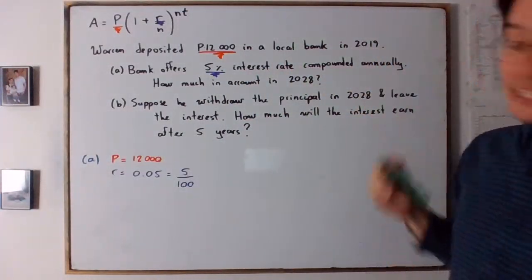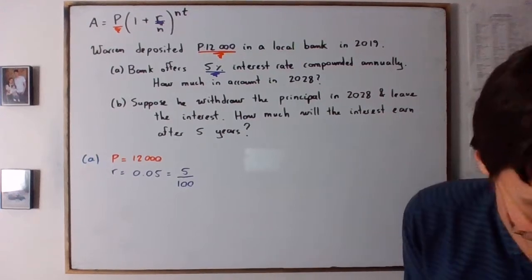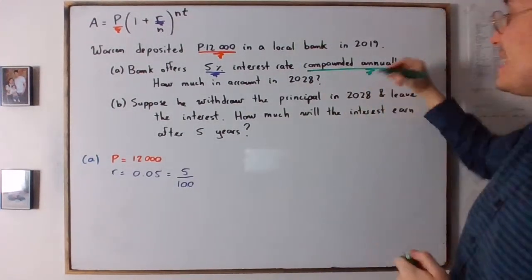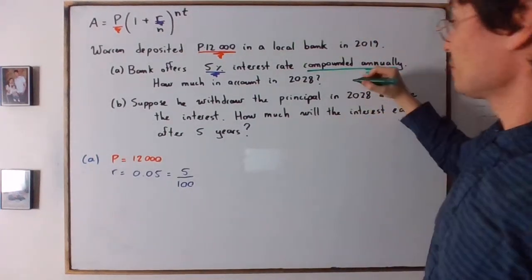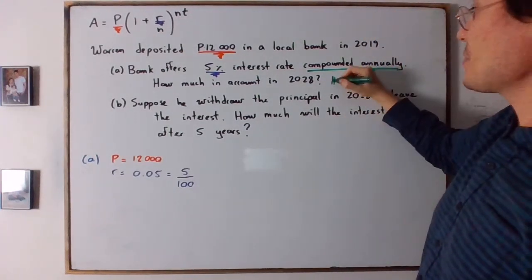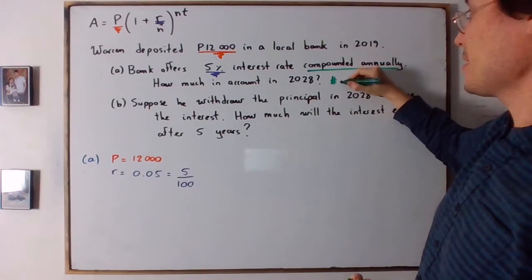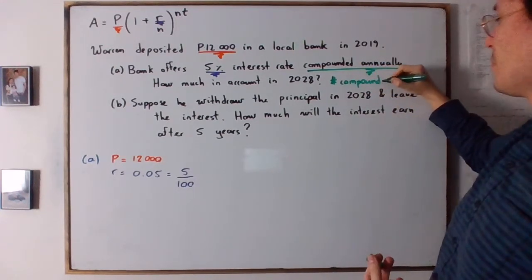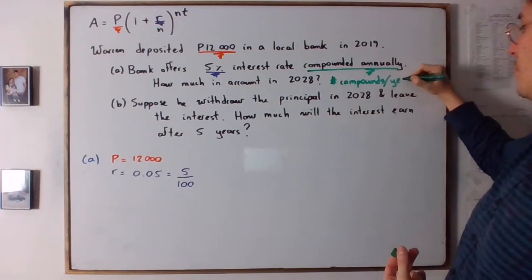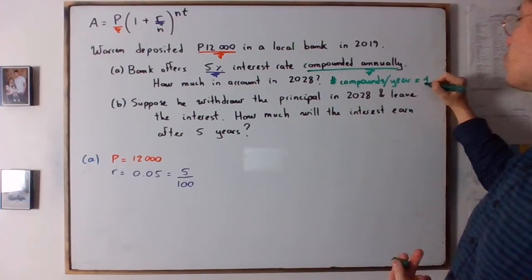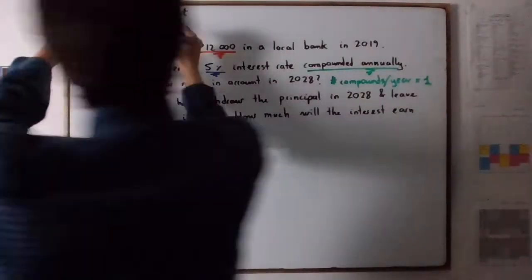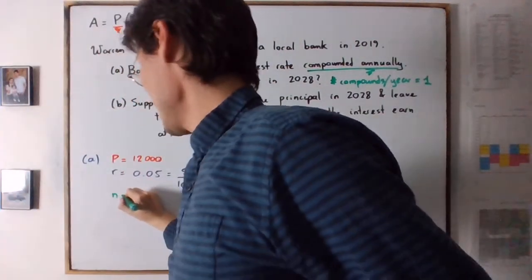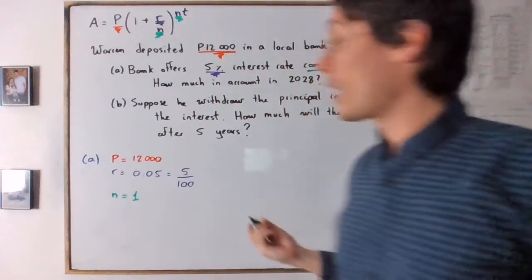Check. Compounded annually. What does it mean? Compounded annually means that n is equal to 1. So the number of compounds per year is equal to 1, and this is the information on n. So n is equal to 1.